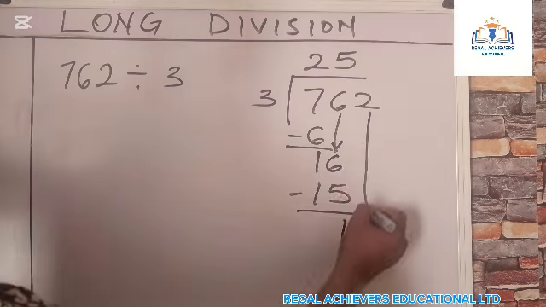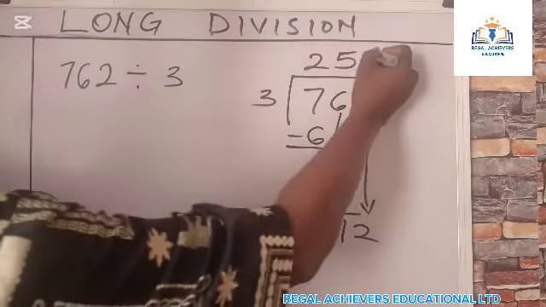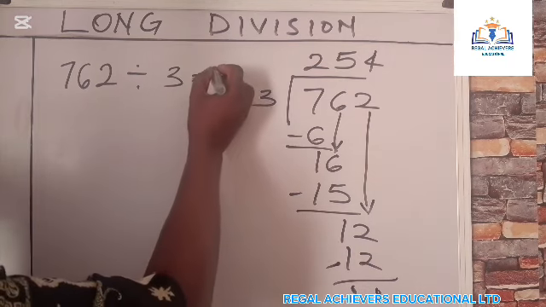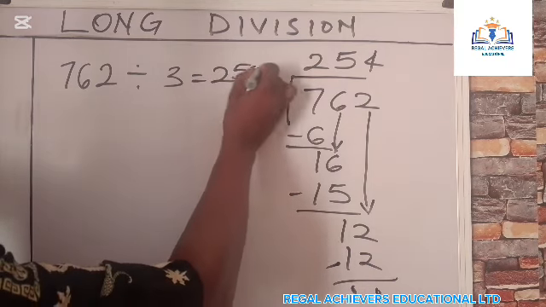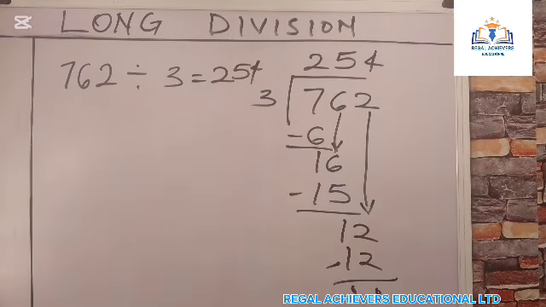You move down the third number, which is what? 2. How many 3s can you see in 12? That's 4. 3 times 4 is what? That's 12. Then you subtract it, that'll be 0. Okay, then our answer in this question is 254. That's the answer.